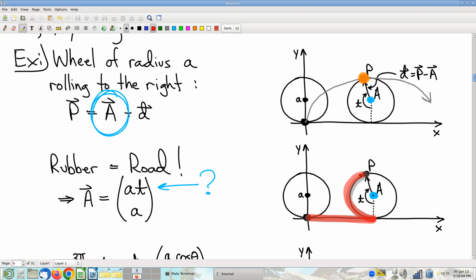So here's the good news then. This x-coordinate that we're looking for, the x-coordinate of the axle, is the same as the amount of road that has touched rubber, which is therefore equal to the amount of rubber that has touched road, which is an arc of a circle. High school geometry tells us how to compute the length of an arc of a circle. It's the angle times the radius. The angle is t, the radius is a, and so that is at. Everybody got that?